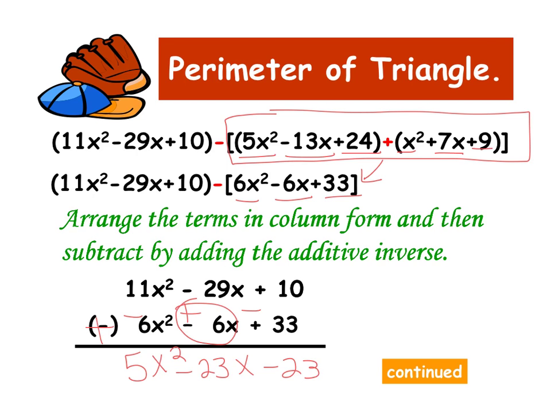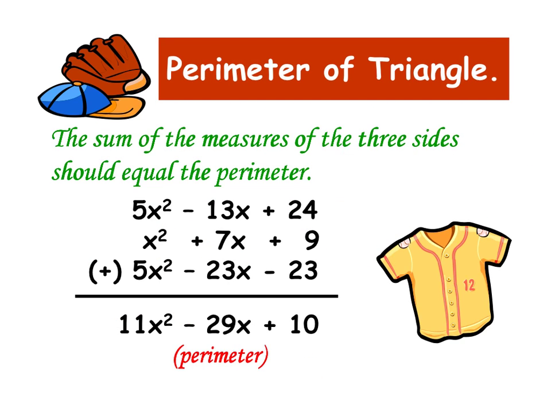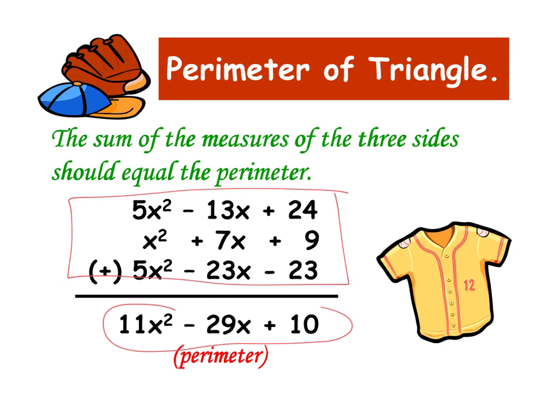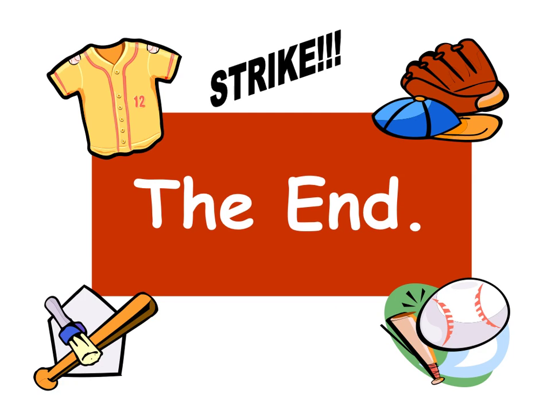So, check and see if you have the right answers. You take all three of those sides, you add them together, and see if they give you the perimeter. And it did, so we got it right. And that's all, folks.